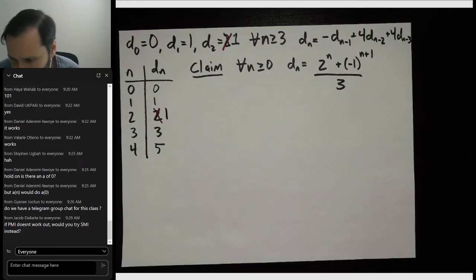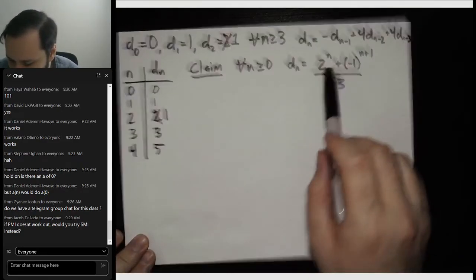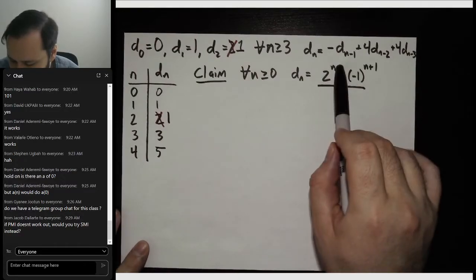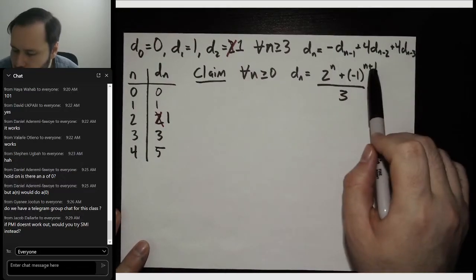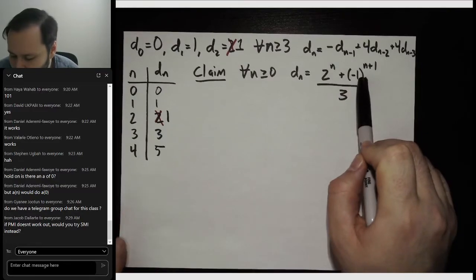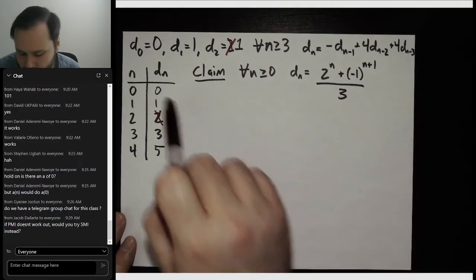So we can check that that works for the values I've calculated so far. Plug in 0. 2 to the 0 is 1. Negative 1 to the 1 is negative 1. 1 plus negative 1 is 0. 0 over 3 is 0. That checks out.